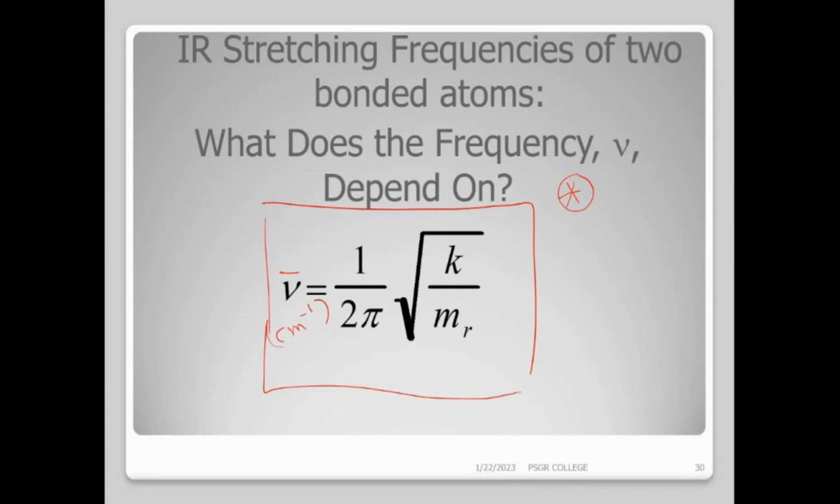Mu bar is directly proportional to the square root of k, and mu bar is inversely proportional to the reduced mass. Simple. This k is nothing but the force constant of the bond, that is, the bond strength.